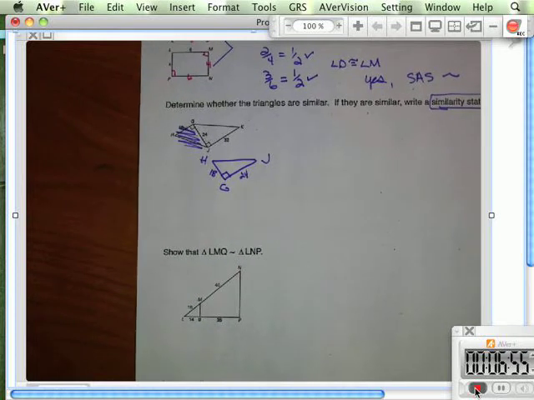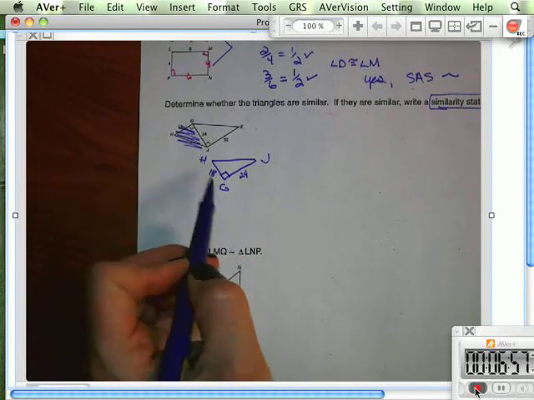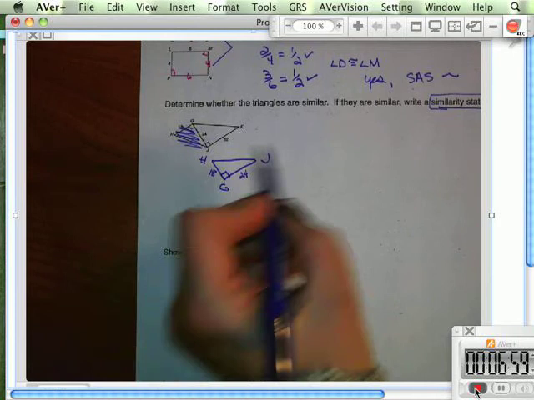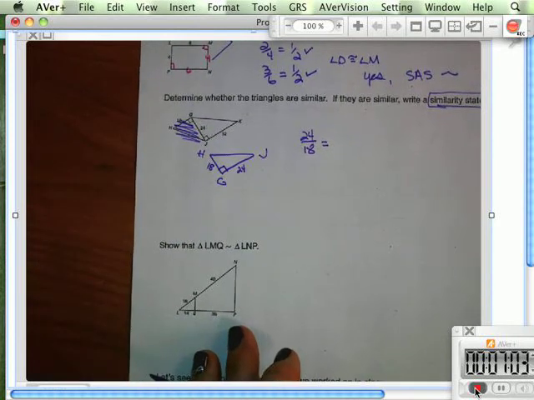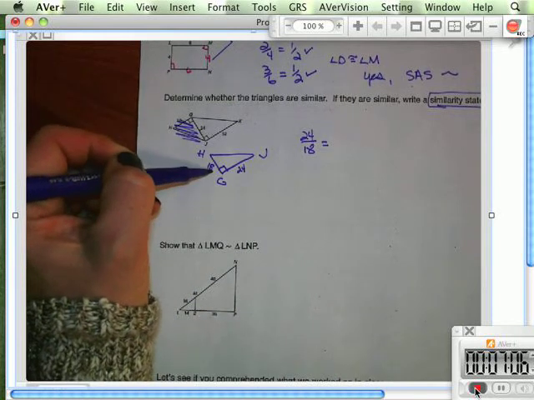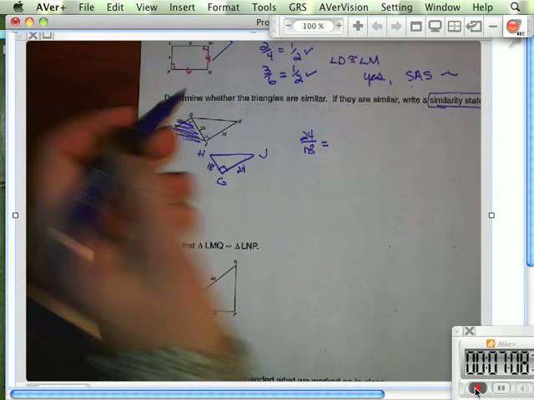So can I determine that they're similar? Sure, I'm going to check the ratios. I'm going to go 24 to 18. What does that reduce to, you guys? Anybody know? 24 to 18, what does that reduce to? I'll tell you, it's 4 over 3.